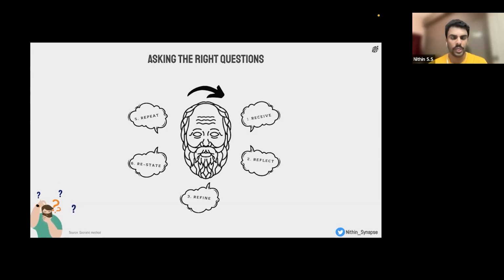First, we receive the information. We gather all the details and try to understand the problem statement and what we are going to do as a next step. Then we reflect on all these items with a viewpoint from our side, and we also gather information from our past experiences. We ask for supporting evidence in the refining stage. With all these, we can actually restate.